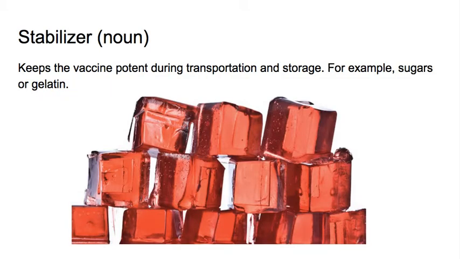Our next word is stabilizer, and that's a noun. This keeps the vaccine potent during transportation and storage. So it helps make sure the vaccine stays in its form. Examples of a stabilizer in the vaccines that you're seeing are sugars and gelatin. I use a photo of Jello, as it keeps its form. That's the whole point of the stabilizers in your vaccines.